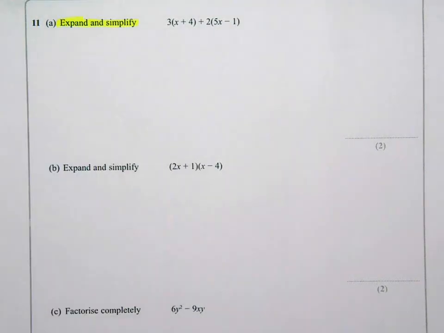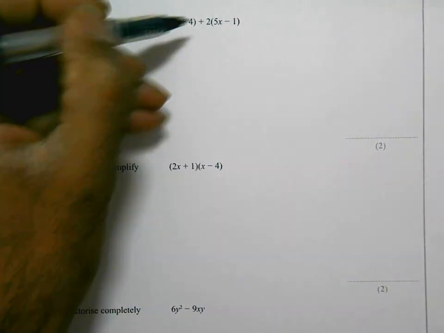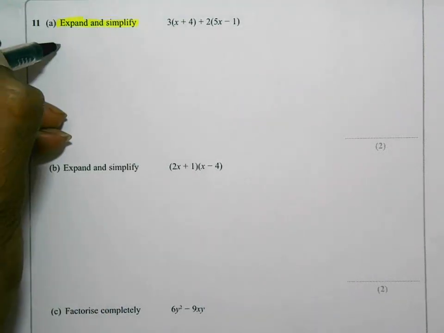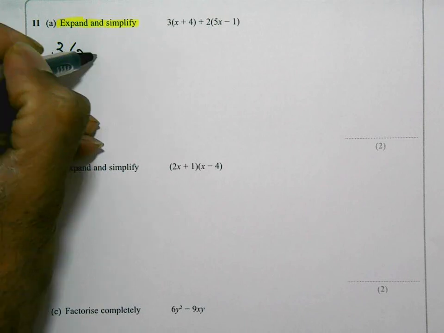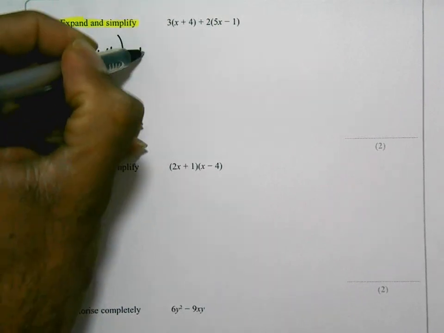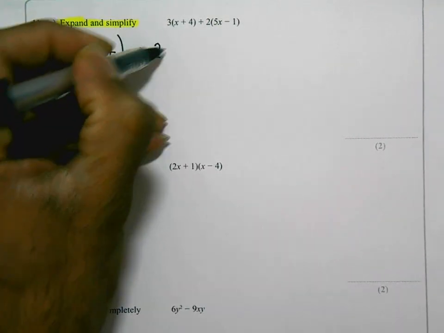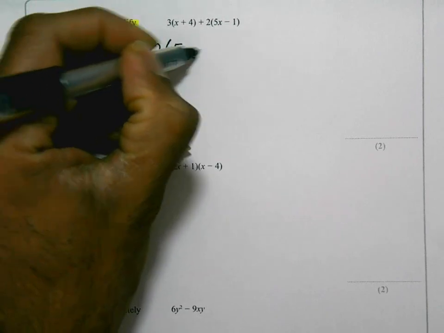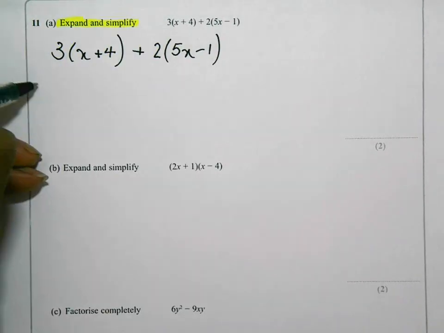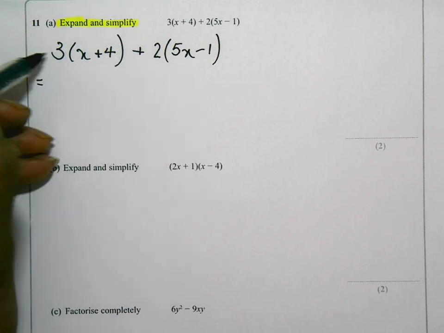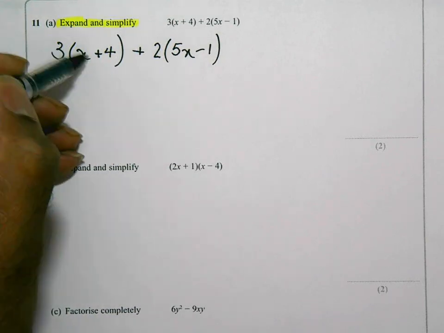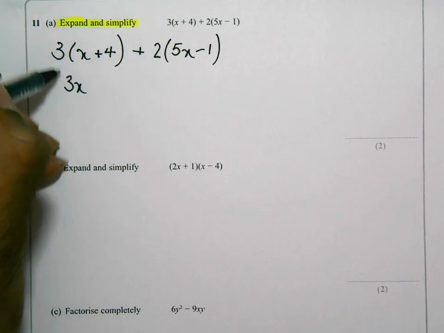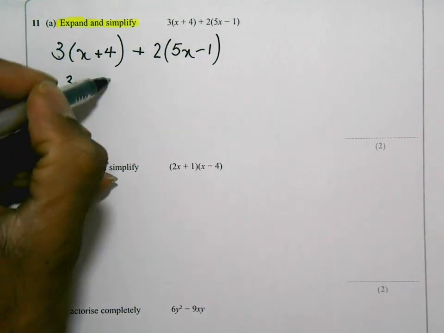Expand and simplify, so there are 2 things it wants me to do, and I reckon I'm going to get a mark for each. So the first thing, I'm just going to rewrite the question so you can see it a bit larger. 3 bracket x plus 4 plus 2 bracket 5x minus 1. Okay, so if I multiply out the first bracket by 3, everything inside the brackets I'm going to times by 3. So 3 times x is 3x. 3 times 4 is 12.